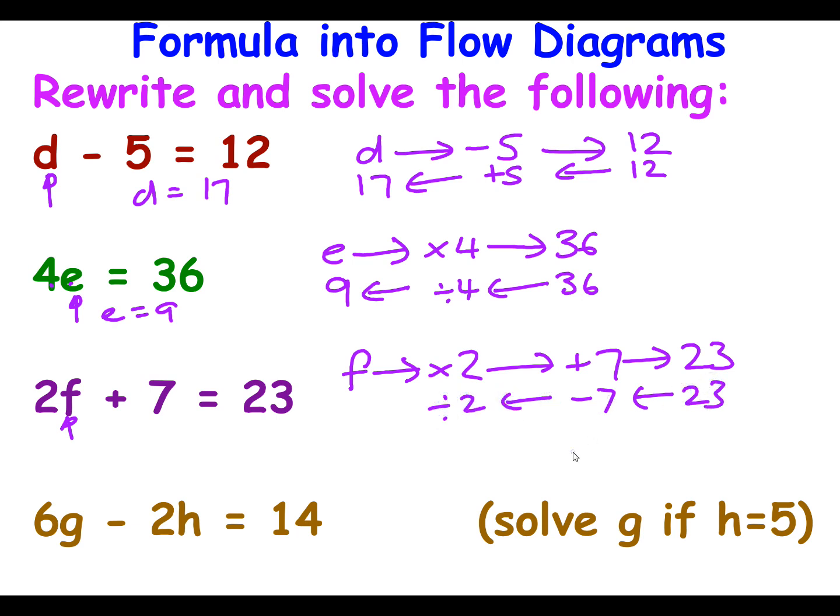23 take away 7 is 16. 16 divided by 2 gives me f. So f equals 8. So 2 times 8 is 16. 16 plus 7 is 23. That's correct.